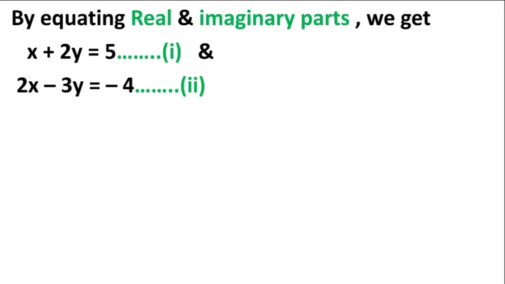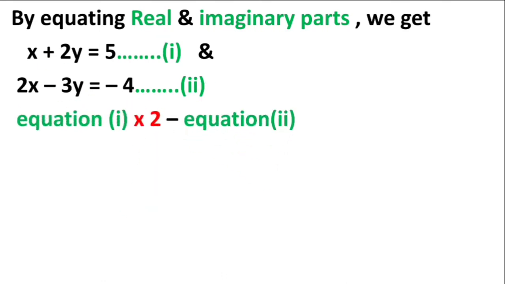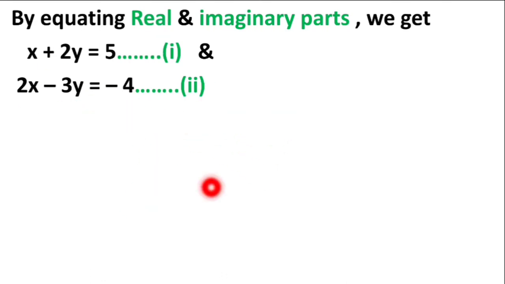From these two equations 1 and 2, we want the values of x and y. So now you have to observe this. If you multiply equation 1 by 2, then the coefficients of x are the same.